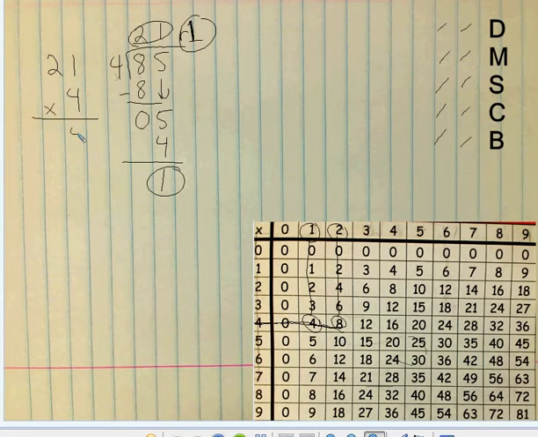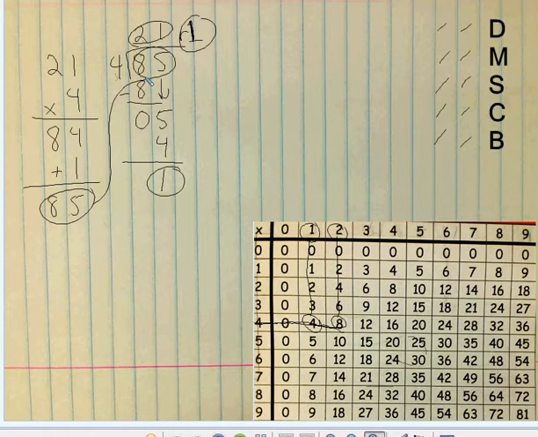4 times 1 is 4. 4 times 2 is 8. Then I have 1 left over, so I need to add that. And 84 plus 1 is 85. And that matches my dividend, so I'm good.